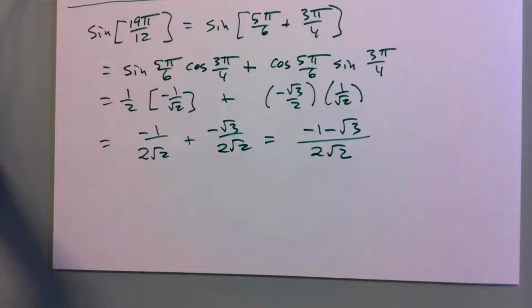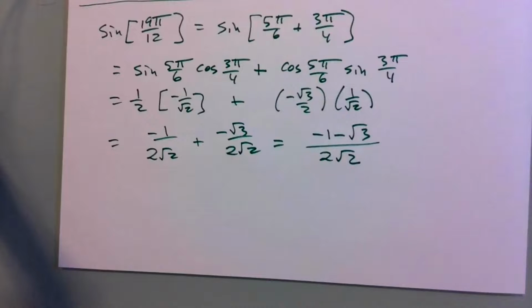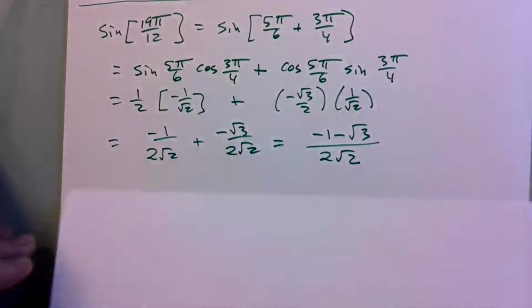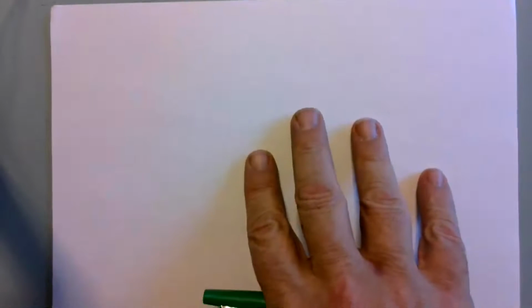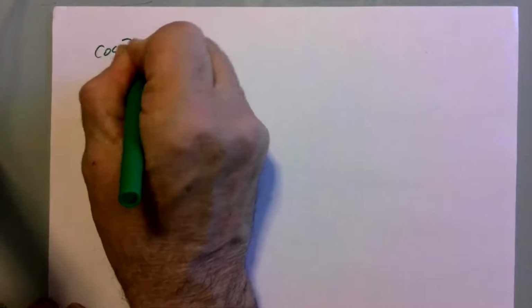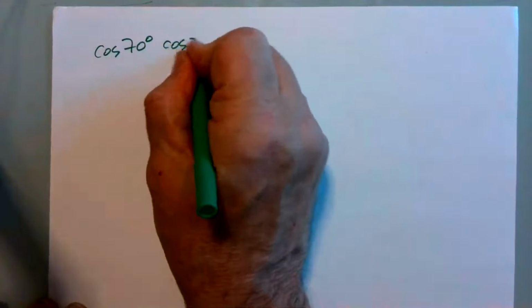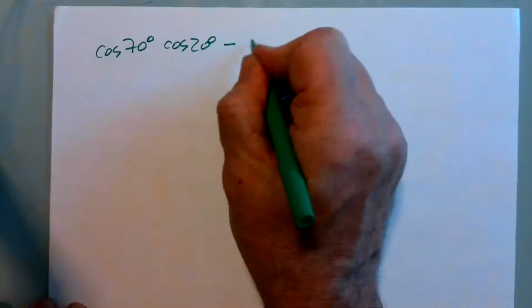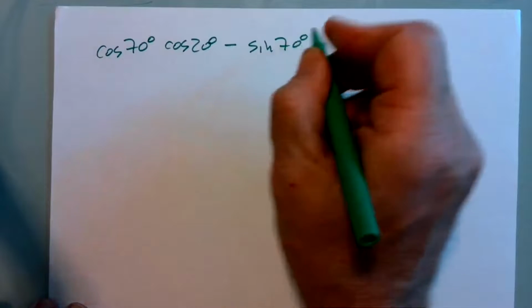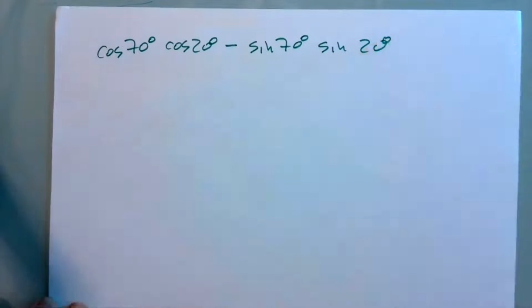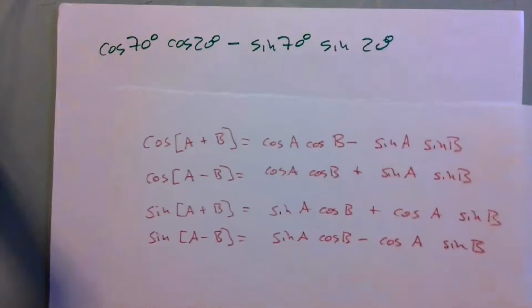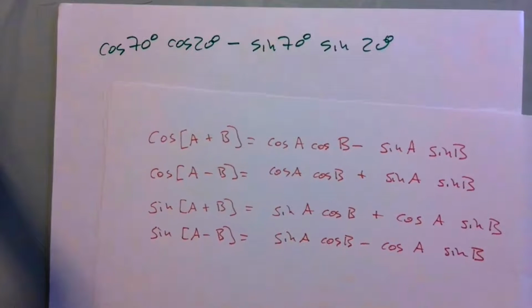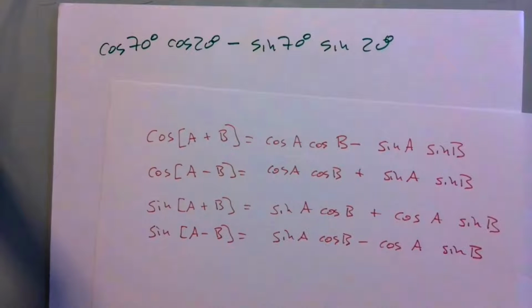All right. Let's go to our next set of problems. This one I would like you to do using our various rules, and I want you to post your answer in the comments. So I'd like you to try this one, please. Cosine of 70 degrees, cosine of 20 degrees, minus sine of 70 degrees, sine of 20 degrees. If you want to see the formulas, I've got a version of them here. But go ahead and give the answer, construct the answer, and post it in the comments. Go.